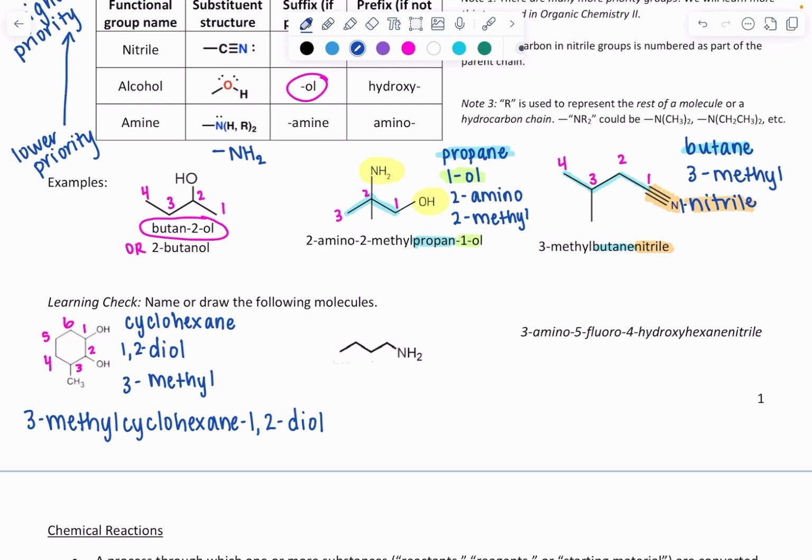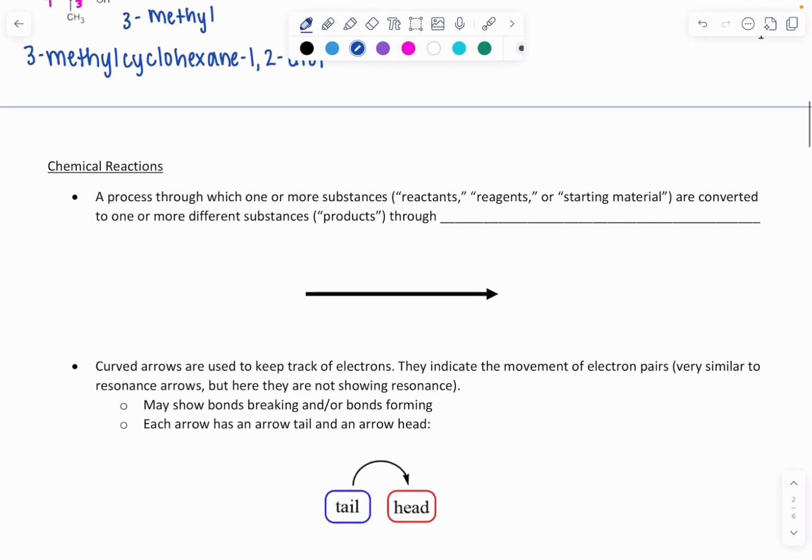Okay, I will not go through the next two. We'll do those in class. You could try them before class as usual. Instead, we'll move on to the next page, chemical reactions.